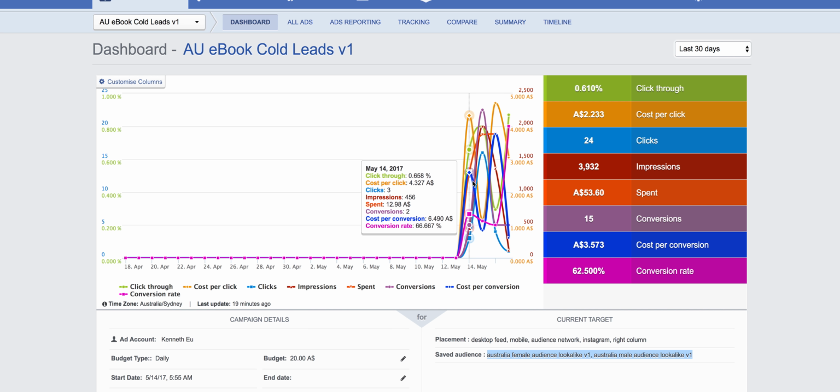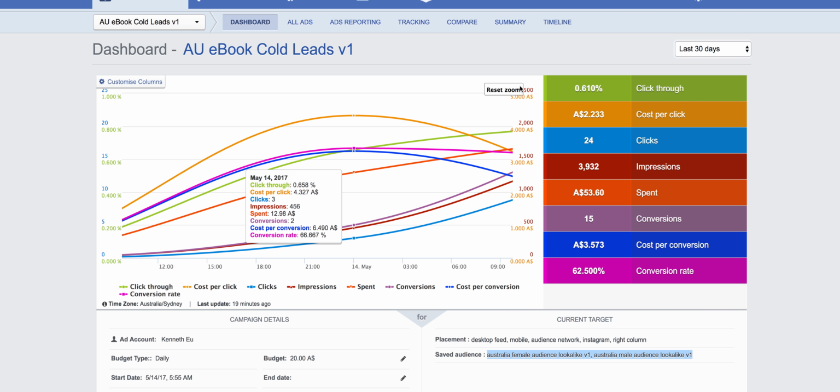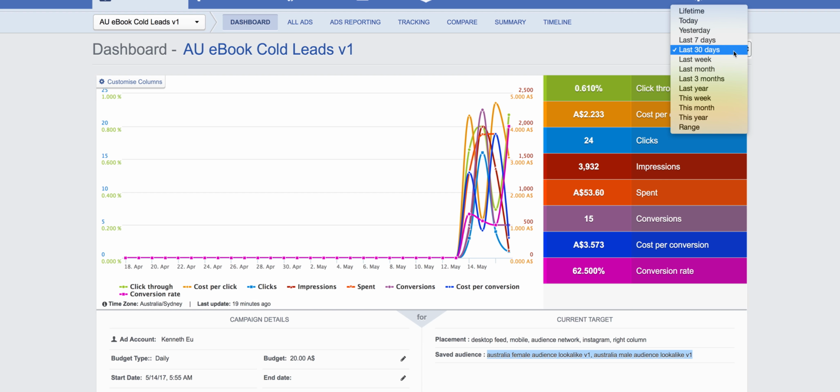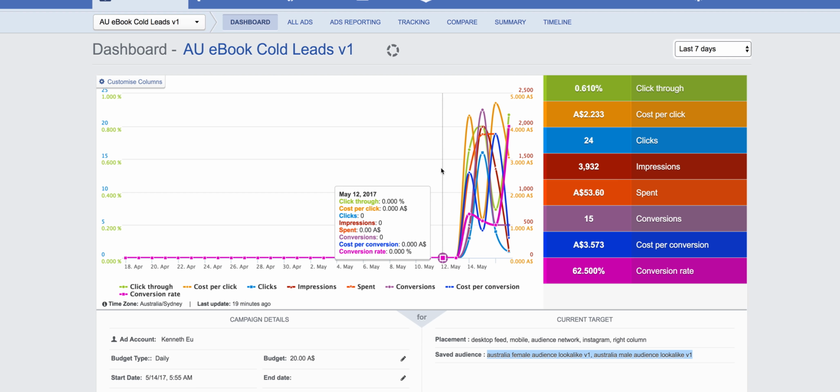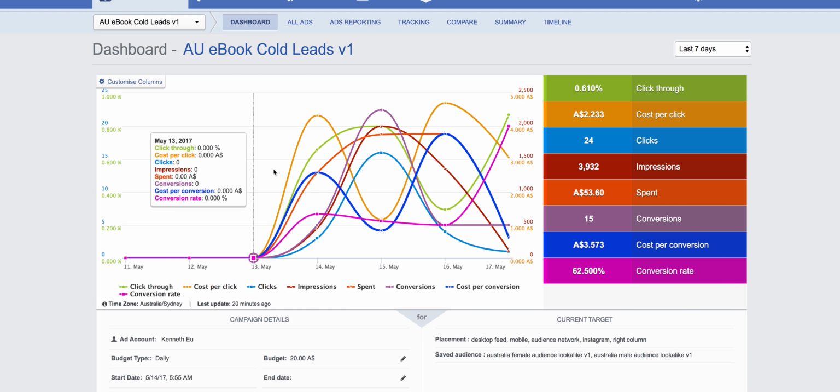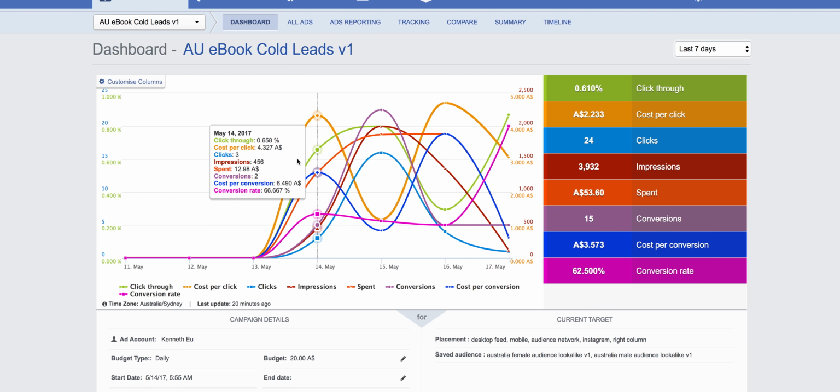So if we look at this, the cost per conversion is high on the 14th of May. You can see that it's at 6 point. Let's make it easier to read. Okay. So this is really our first day. Click-through rate's pretty low, going top to bottom on the 14th. Click-through rate's low. Cost per click's really high, which led to low impressions and clicks, and running a private budget.